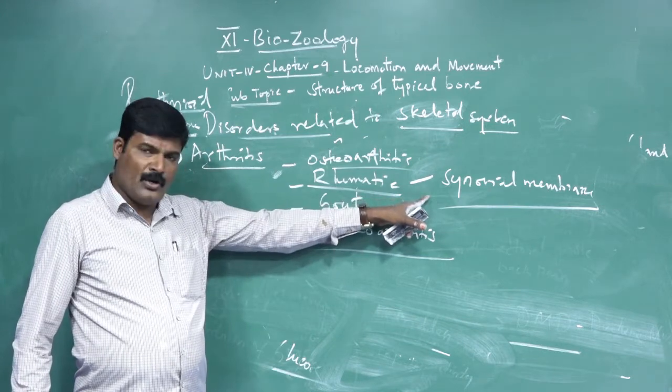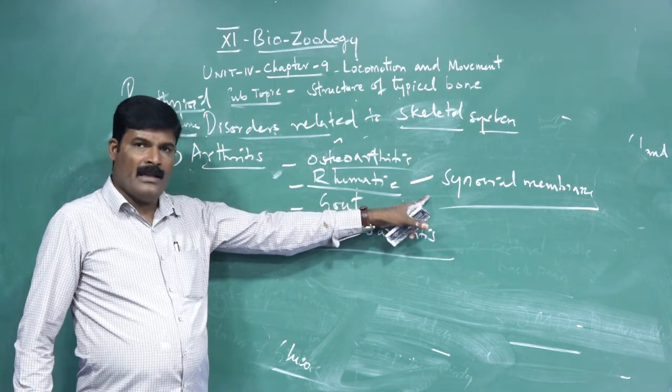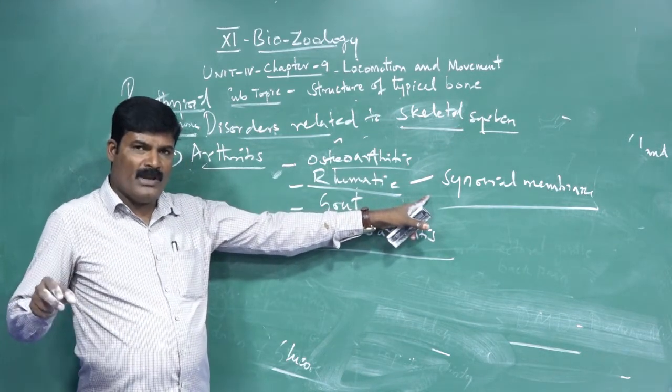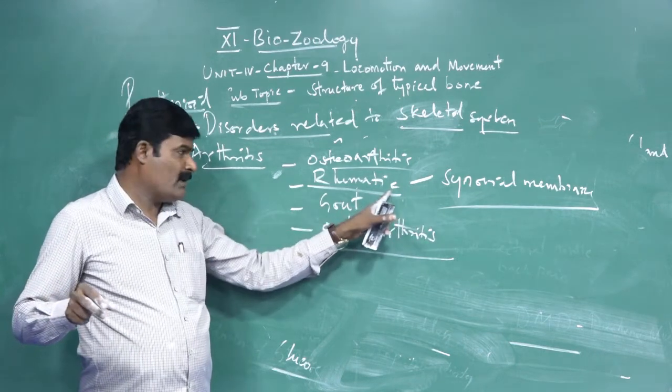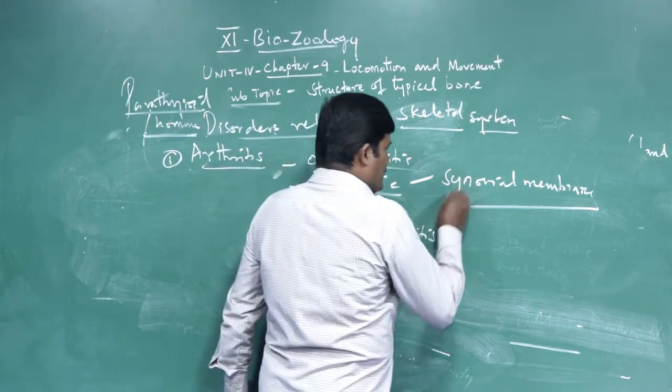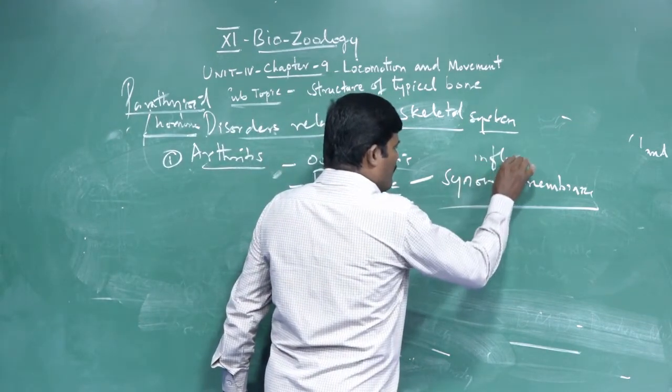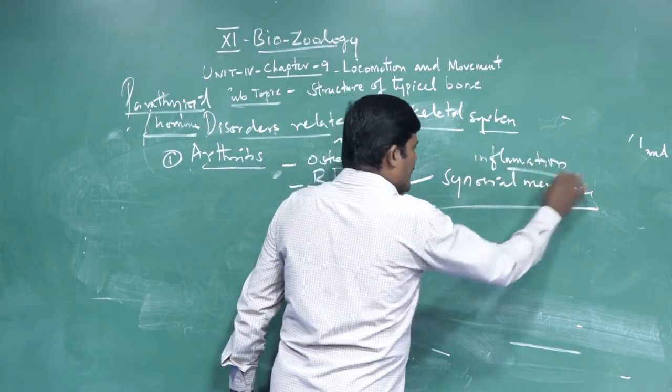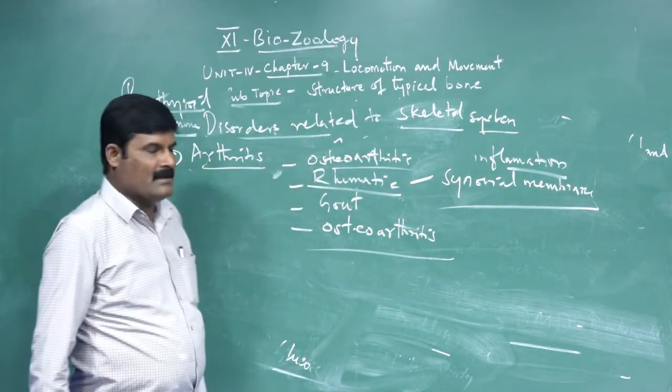So particularly it is an autoimmune disorder. It is one kind of autoimmune disorder that is called rheumatic arthritis. Inflammation of the synovial membrane produces swelling.